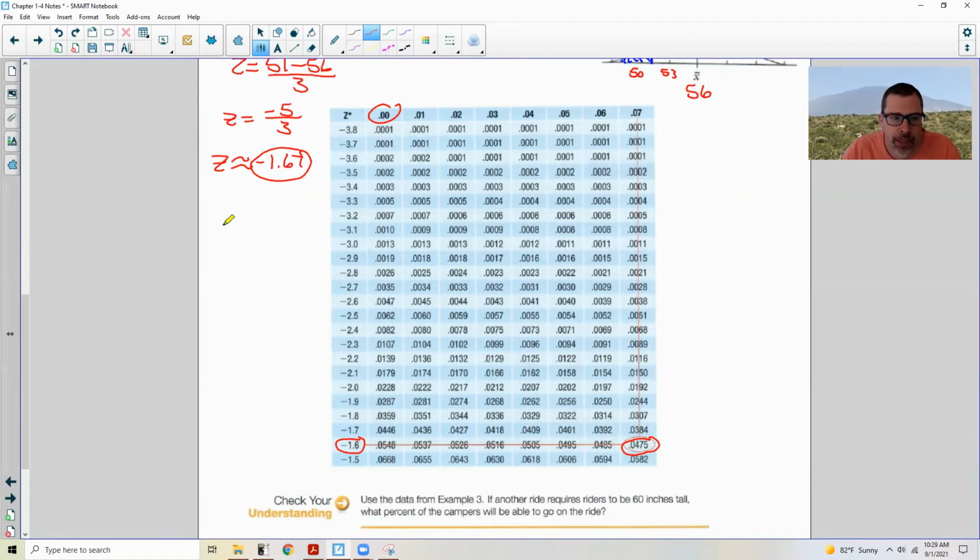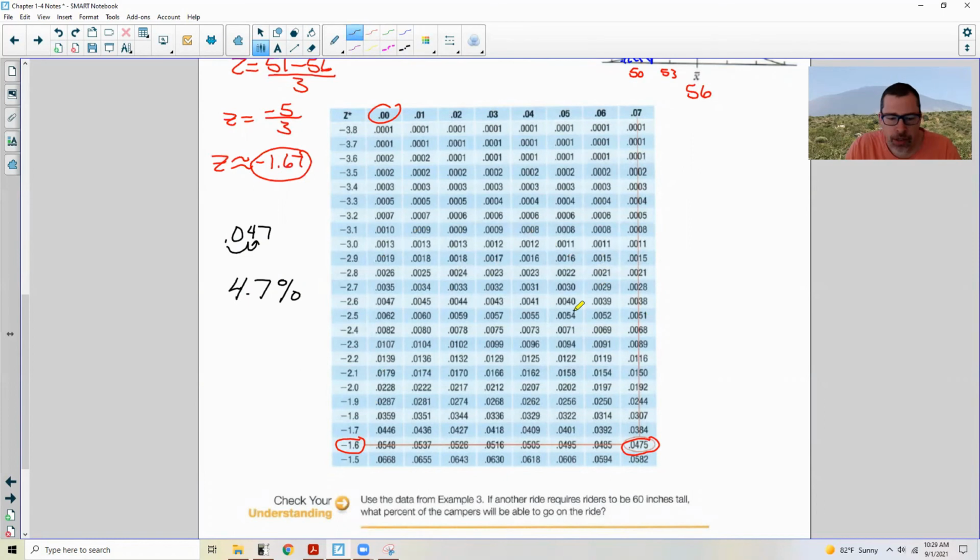All right, so that means that we have 0.475, and remember, percents, you move the decimal two places to the right. Okay, oh, I'm sorry, that's not 0.47. I thought that was high. It's 0.047. So 0.047, moving the decimal two places to the right, tells us it is about 4.7% of the 200 kids will not be tall enough to ride that ride.